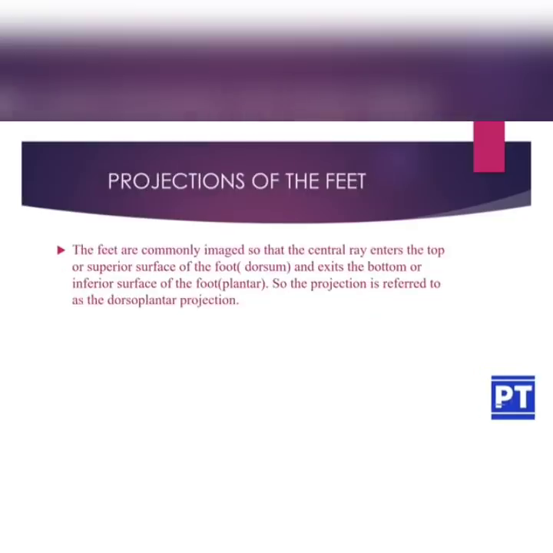Projections of the feet. Feet are commonly imaged so that the central ray enters the top or the superior surface of the foot, the anterior aspect of the foot known as dorsum, and exits the bottom or the inferior surface of the foot, the plantar. So the projection is referred to as the dorsoplantar projection. So in the case of a foot, when the ray is falling on the topmost portion, it is known as the dorsum aspect, and the below portion is known as the plantar aspect.